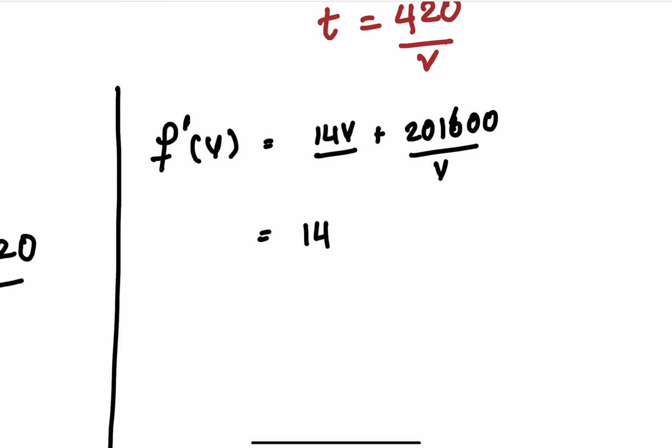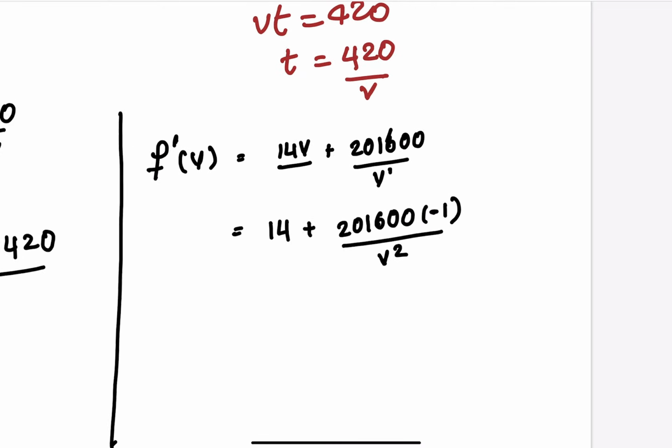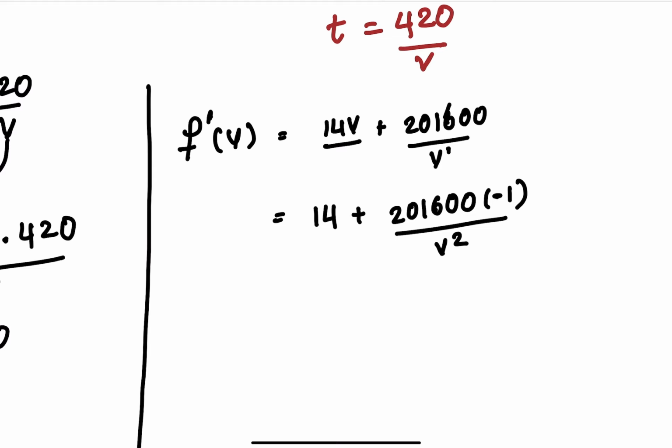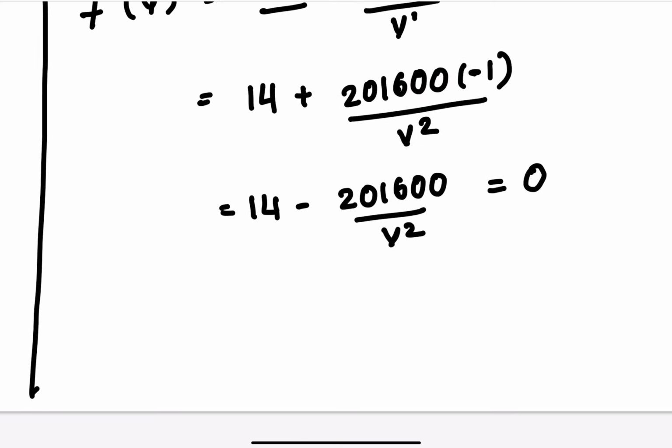And again, the derivative of this is to the power of 1, so 201,600 times -1 over v squared. So this is going to be 14 minus 201,600 over v squared. I'm trying to find the minimum value, so I'm going to set this equal to 0 to find the critical values here.